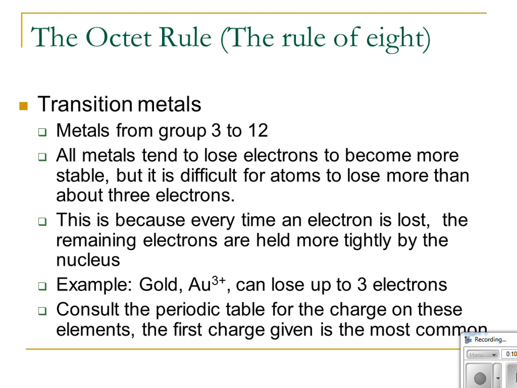If we use the example here, gold, which is Au3+, it can lose up to 3 electrons. Now, if you consult the periodic table for the charge on these elements, the first charge that's given is the most common. If you look in your periodic table on page 30, for some of the elements, for example lead, you have a little 2+ and then a 4+ in the top right-hand corner of the box. That means the +2, because it's listed first, is usually the most common form of that ion.